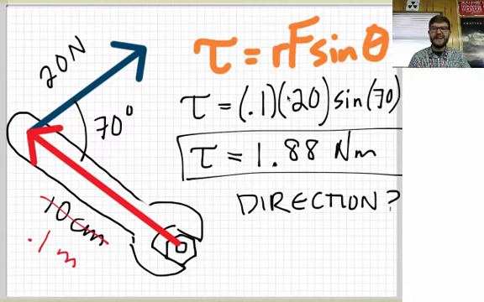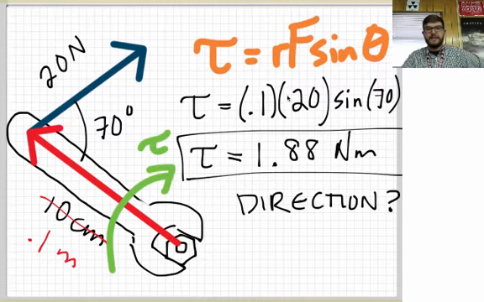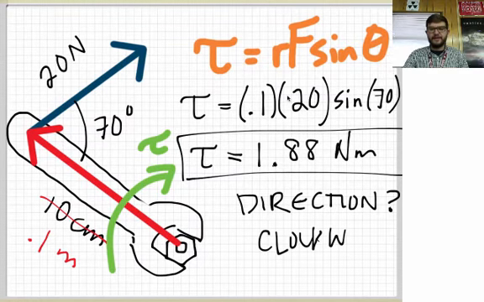So the next question, what if they ask you about direction? Well, if I'm grabbing this wrench and I'm pulling it, I'm creating a torque in the clockwise direction, which we abbreviate as CW.